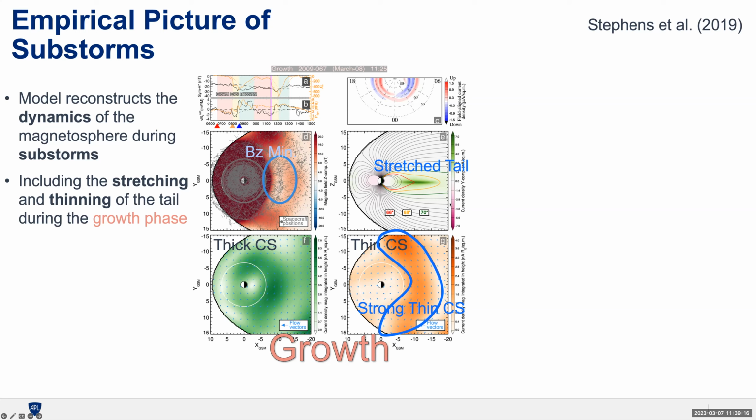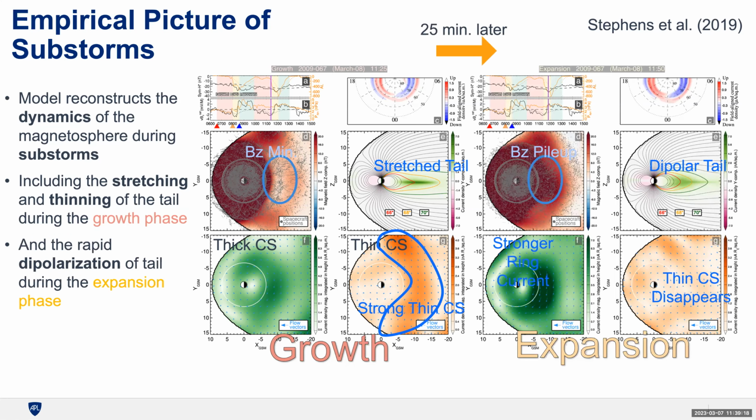Now, 25 minutes later, we get a very different picture. Here's the expansion phase. We now see where we had this BZ minimum is now a large BZ pileup region and a much more dipolar magnetotail, and an enhancement of the ring current.